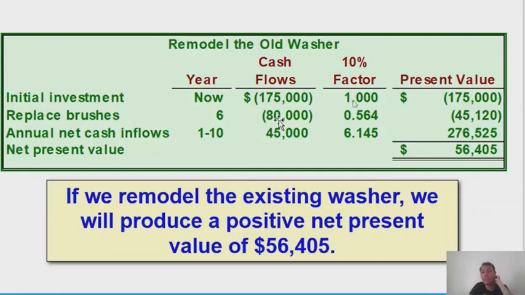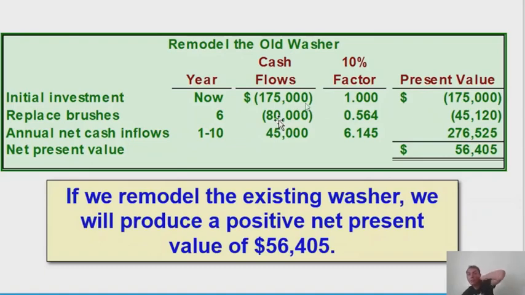So notice the parentheses, bakit negative? Since sa year 0, puro ka gastos, wala ka pang sales. So 0 minus 175,000 is negative 175,000. And that's why you have the parentheses for the initial investment that you need for remodeling the washer. Remember again, since it's occurring in year 0, your discount factor will always be 1. So, ibig sabihin, ang value ng 175,000 ngayon is also equal to 175,000 today. Now, we have the replace brushes.